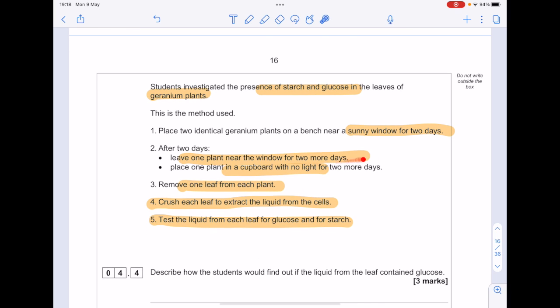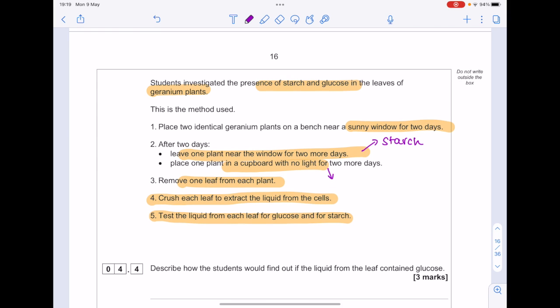In situation 1, the plant's allowed to photosynthesize as normal, so it's going to be producing starch endlessly. In the second situation, we know that it's in the dark, so it can't be photosynthesizing, so therefore it uses up its starch.